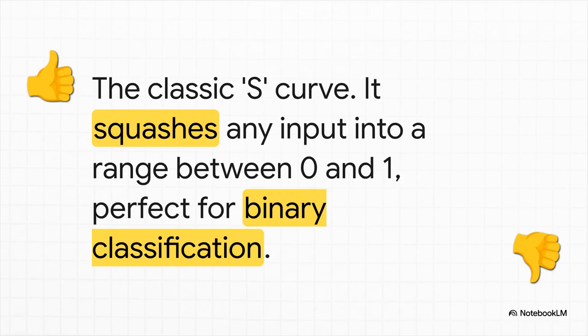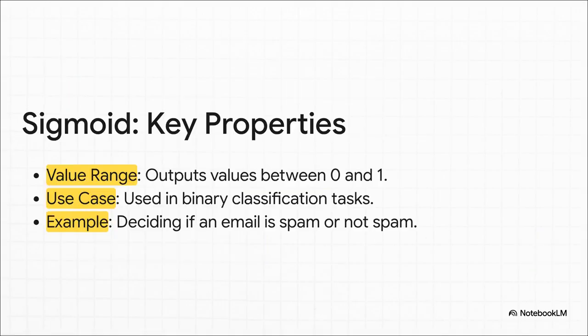Its genius is this classic S-curve you see here. What it does is it takes any number you throw at it, positive, negative, huge, tiny, doesn't matter, and it squashes it down into a nice, neat range between 0 and 1. And that was a huge deal, because suddenly the output of a neuron could be interpreted as a probability. And this property made it super useful.